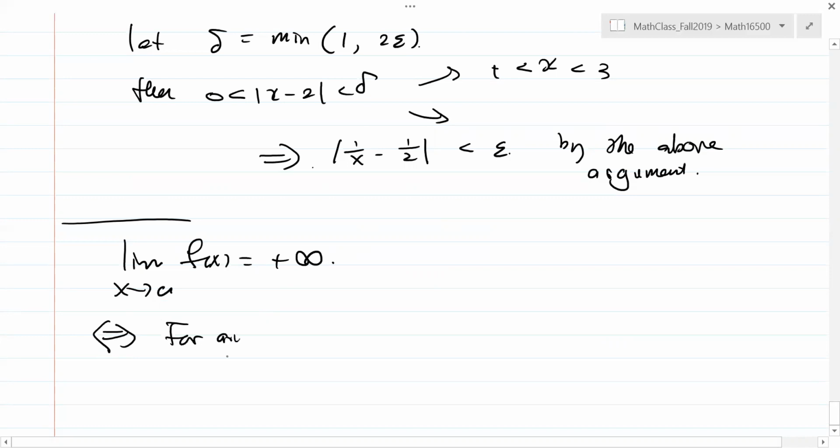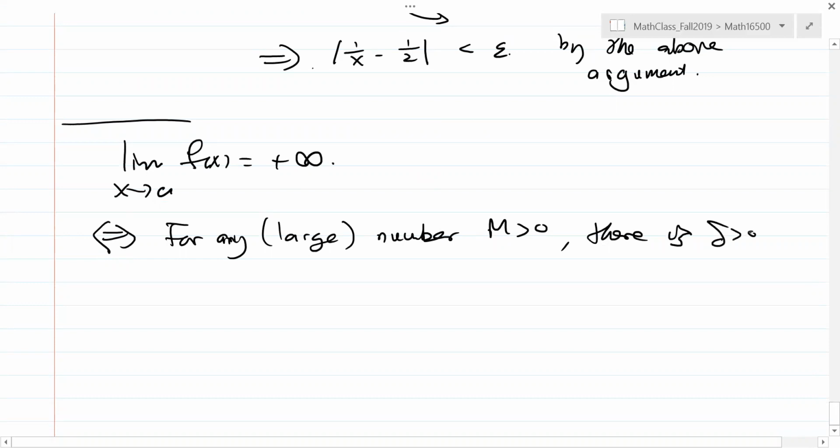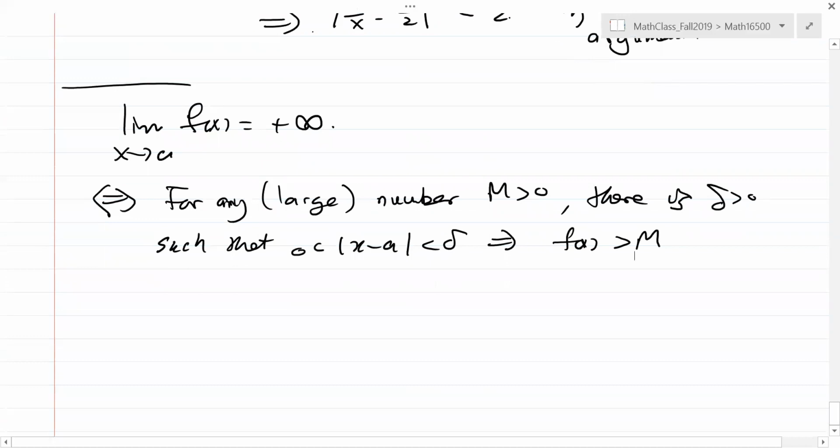So for any, this is what we call a large number M, there is a delta such that if 0 less than |x minus a| less than delta, then f of x is greater than M. So for any given number, could be 1 million, 1 trillion, I can always show that f of x will be larger than this given number when x is close to a. Okay. So here's an exercise. I'm going to show you how to do that.